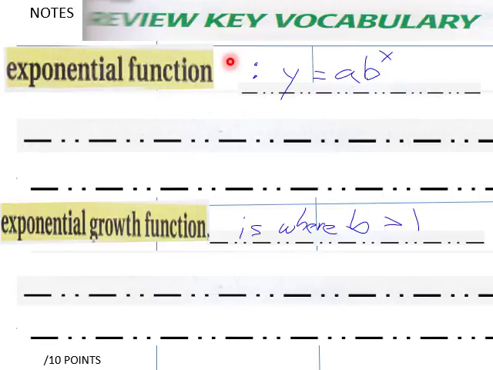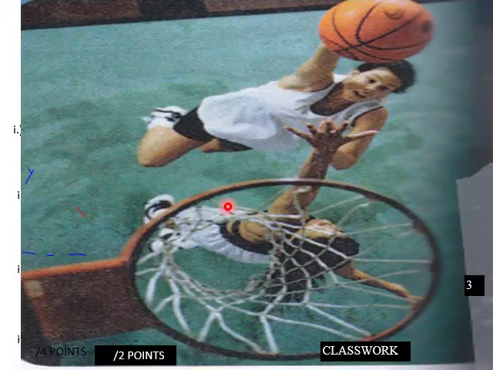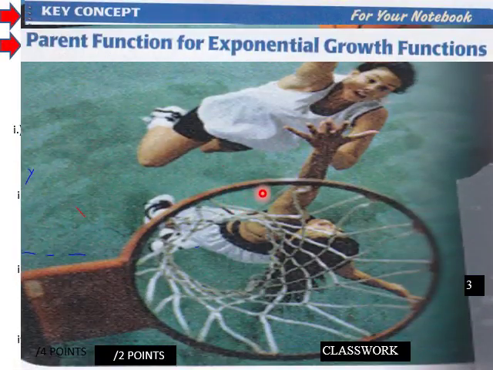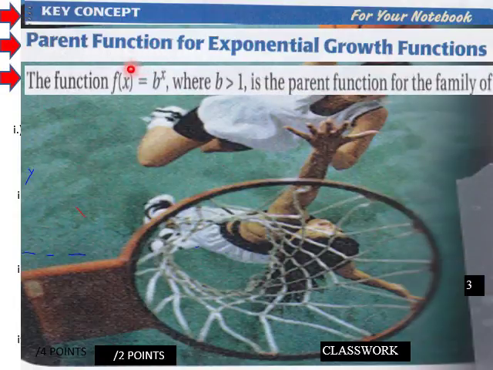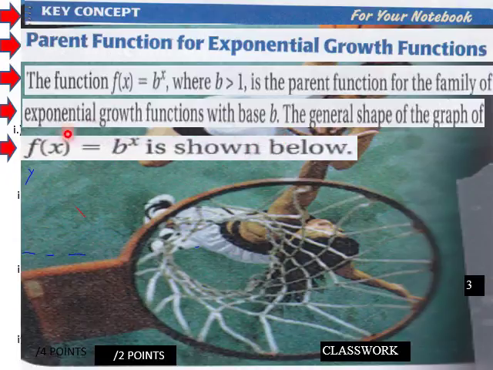Then here is a slide here for vocabulary. Here's a good concise definition of that. An exponential growth function is where b is greater than 1. Then students, you fill out the rest of that. Then here's a concept slide, parent function for exponential growth. F of x equals b to the x where b is greater than 1. And a parent function of the family, exponential growth function of the base b. A lot of words here. F of x is b to the x is shown below.